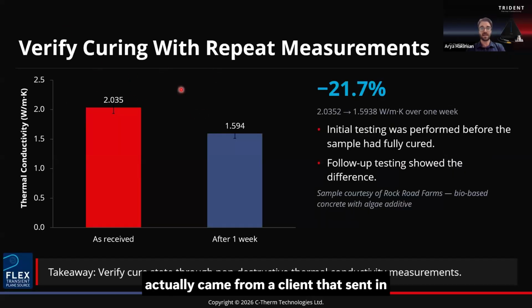And this data set actually came from a client that sent in some samples for testing and allowed us to share the results here. But it was an interesting measurement because we got the sample received and we tested it initially, and it came in at about 2 watts per meter Kelvin. And when we did a review, it was a little bit higher than they expected.